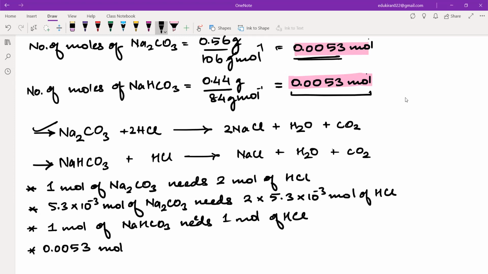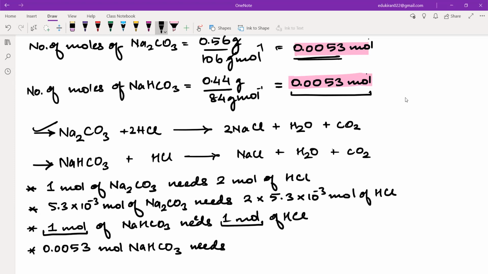0.0053 moles of NaHCO3 needs, tell me how much? Needs how many moles of HCl? 1 mole requires how much? 1 mole. So 2 moles will require how much? 2 moles. Half mole will require how many moles of HCl?